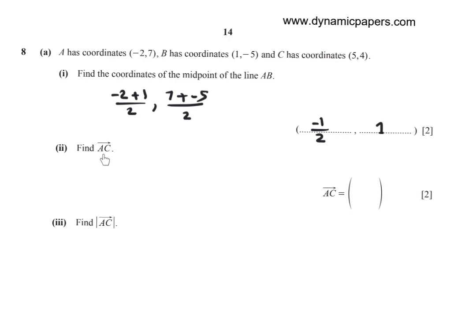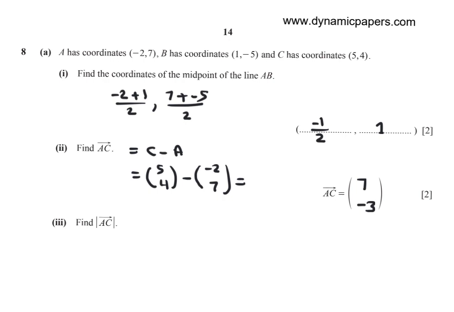Find the vector AC. To find the vector AC, vector AC equals C minus A. So C, which is 5, 4, minus A, which is negative 2, 7. 5 minus negative 2, so 5 plus 2 equals 7. 4 minus 7 equals negative 3.